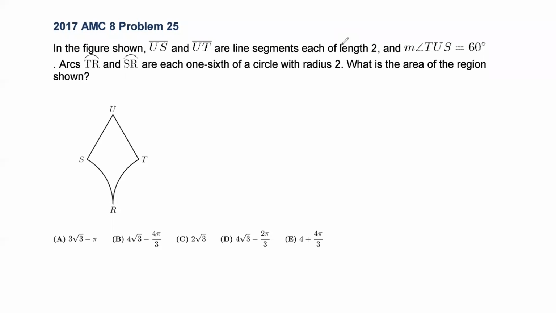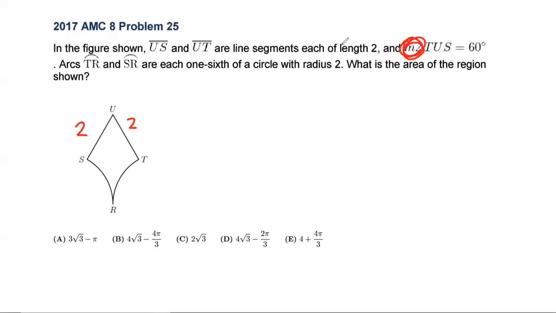Okay, so they tell us that this length right here is 2, and this length right here is 2. Someone asked, is the M in angle TUS supposed to be there? Yes, because this M here means measure. So the measure of angle TUS is 60 degrees.